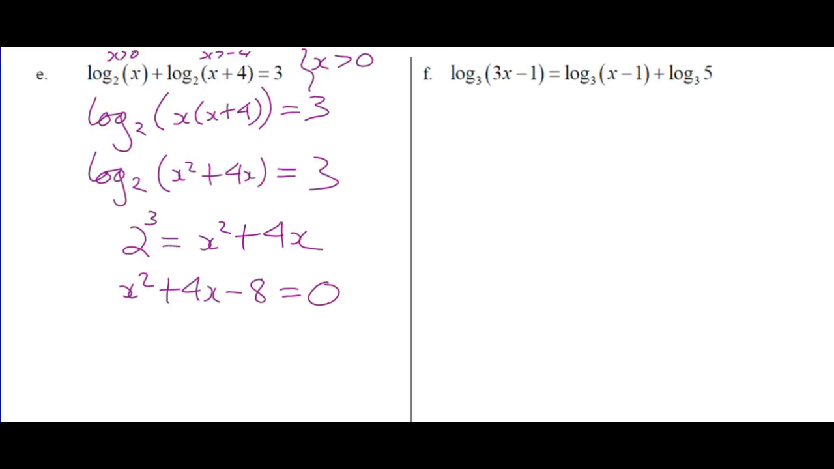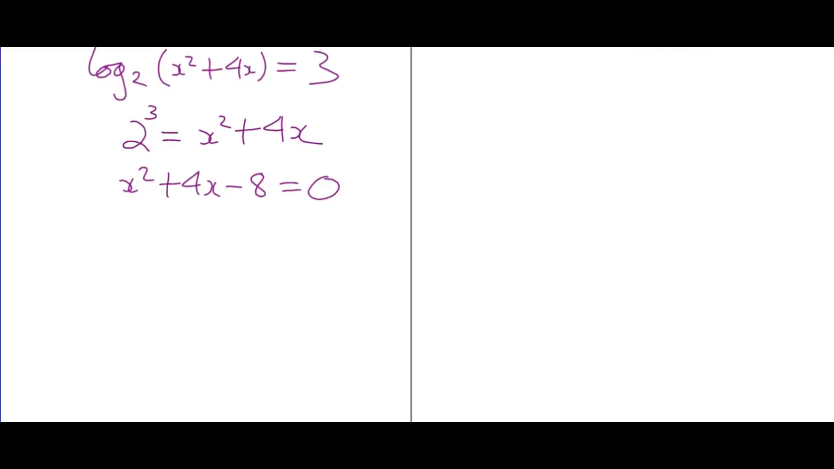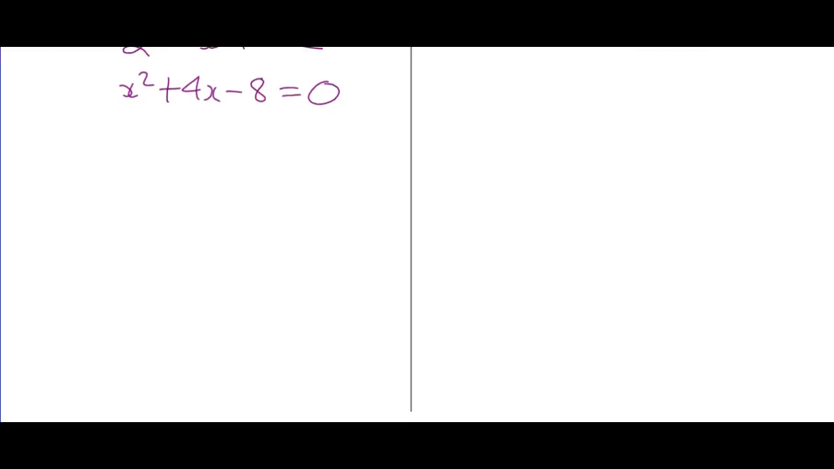Then we factor it, except it doesn't factor. So we've got to pull out the quadratic formula, right? x is equal to negative 4 plus or minus the square root of 4 squared.